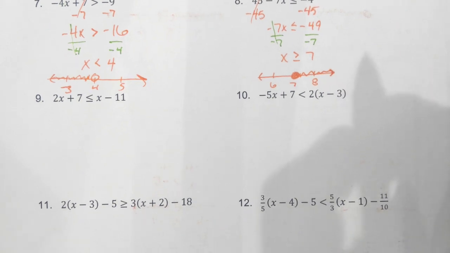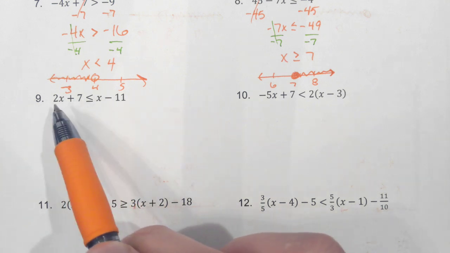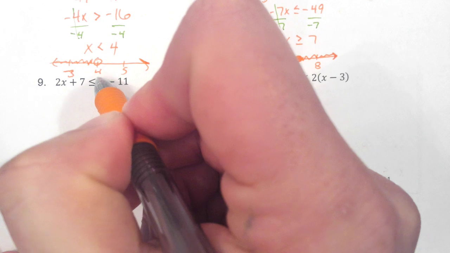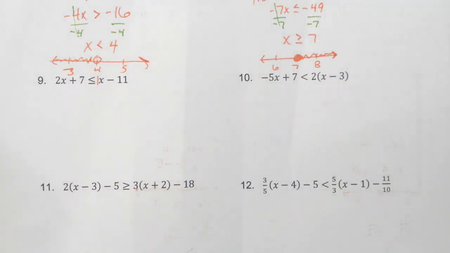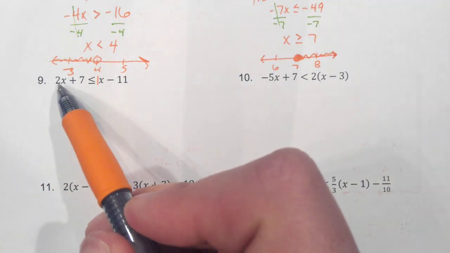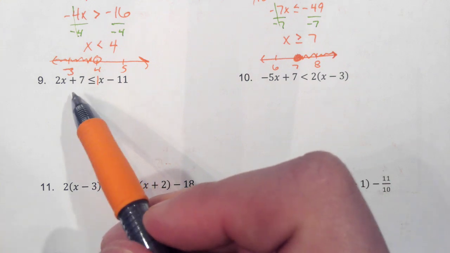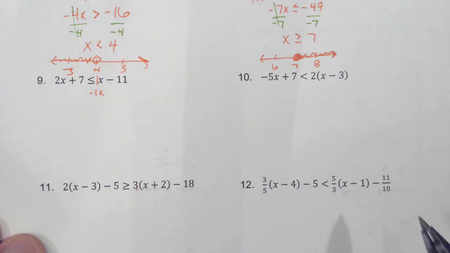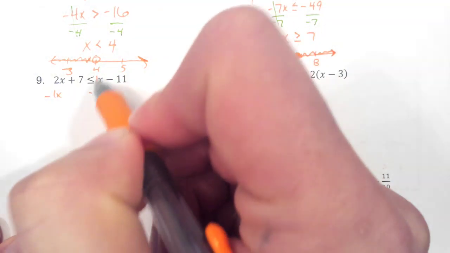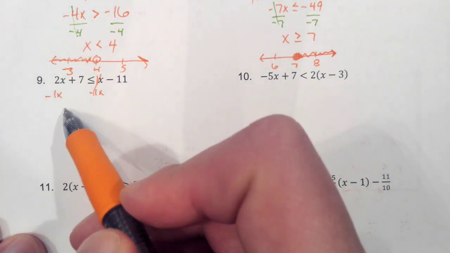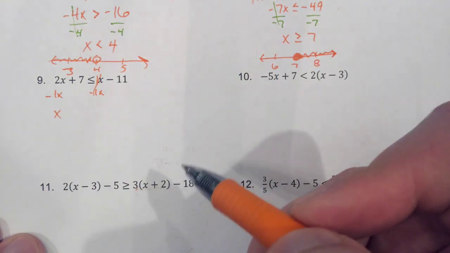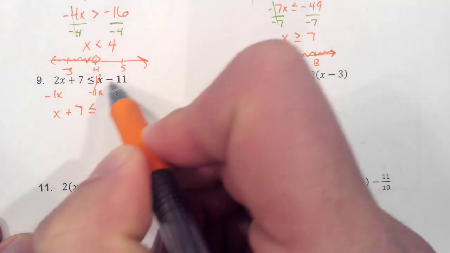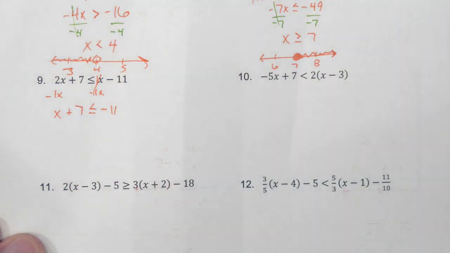On number 9, now we have variables on both sides of the inequality. Remember, I recommend to move the smaller one. This x doesn't have a number in front of it, so maybe put the understood 1 in front of it. Which is smaller, 2x or 1x? Well, 1x is smaller. How do I get rid of that 1x? I would subtract 1x from both sides of the equation. 2x minus 1x is 1x, or just x, which is much better. Rewrite the rest: plus 7, less than or equal to, negative 11.